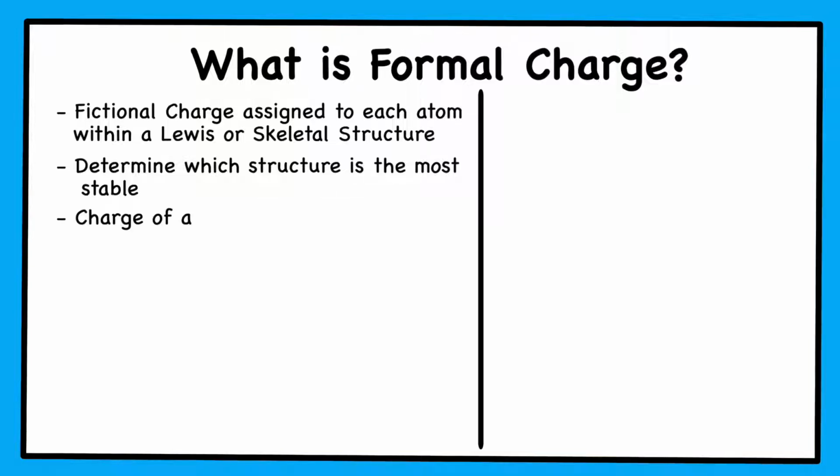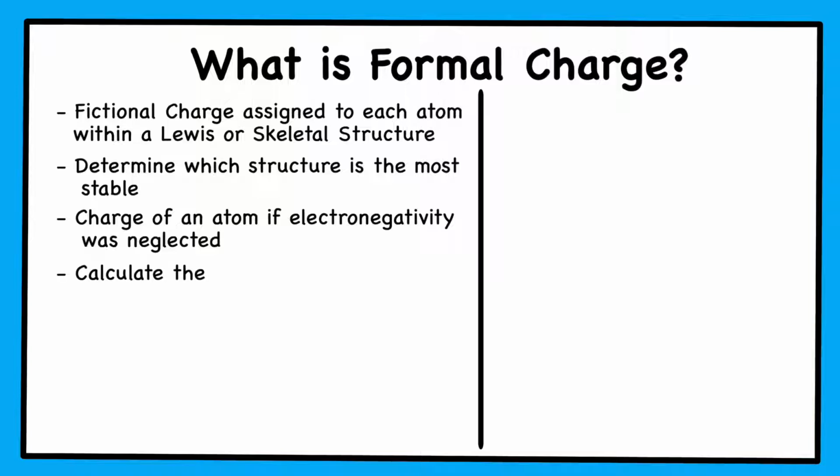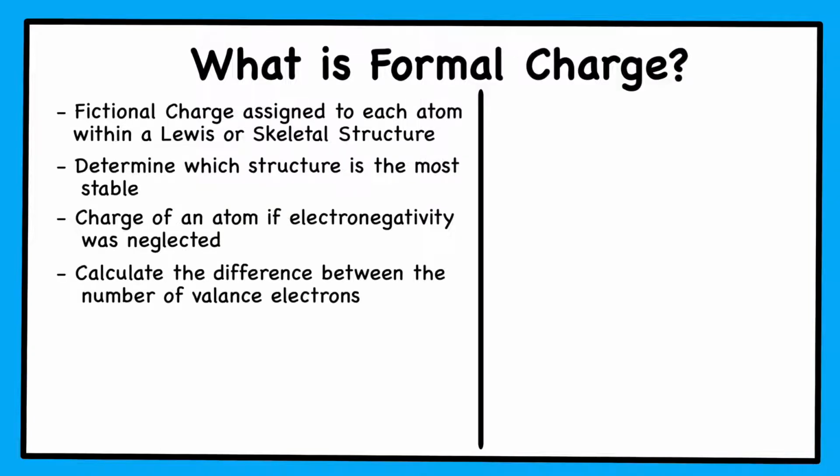The formal charge of an atom in a structure is the charge it would have if all the bonding electrons were shared equally between bound atoms. To simplify this, the formal charge is the calculated charge of an atom if we completely ignore the pull of electronegativity. We calculate the formal charge of any atom as the difference between the number of valence electrons in the atom and the number of electrons it quote-unquote owns in its structure.